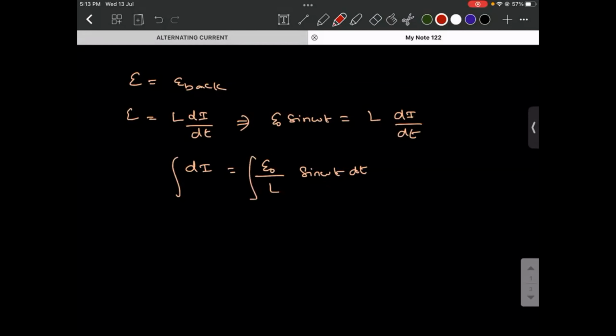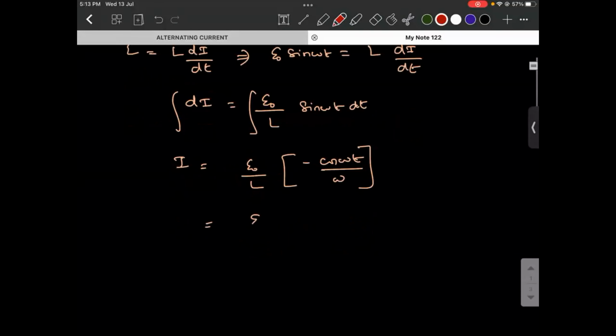Integrating on both the sides, what do I get? I will be equal to E naught divided by L into the integral of sine, which is minus cos omega t divided by omega. So this you can write as E naught divided by omega L into cos omega t with a minus sign.